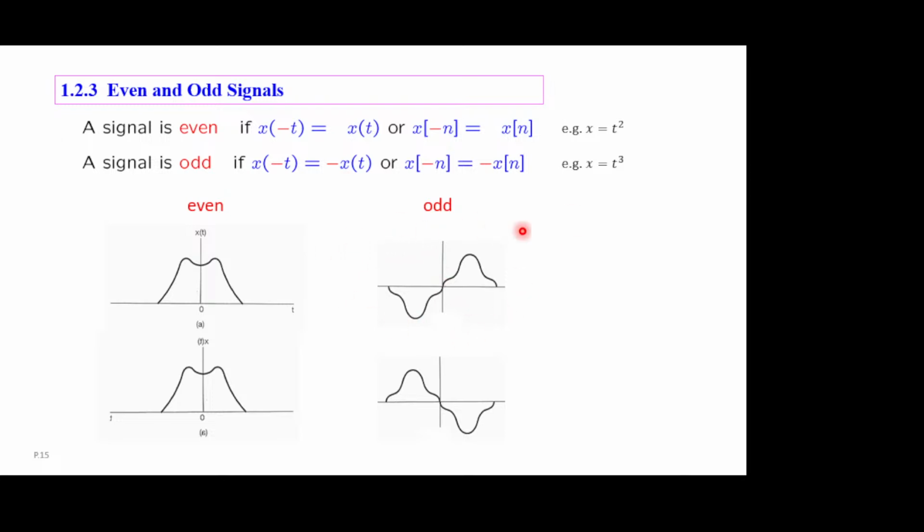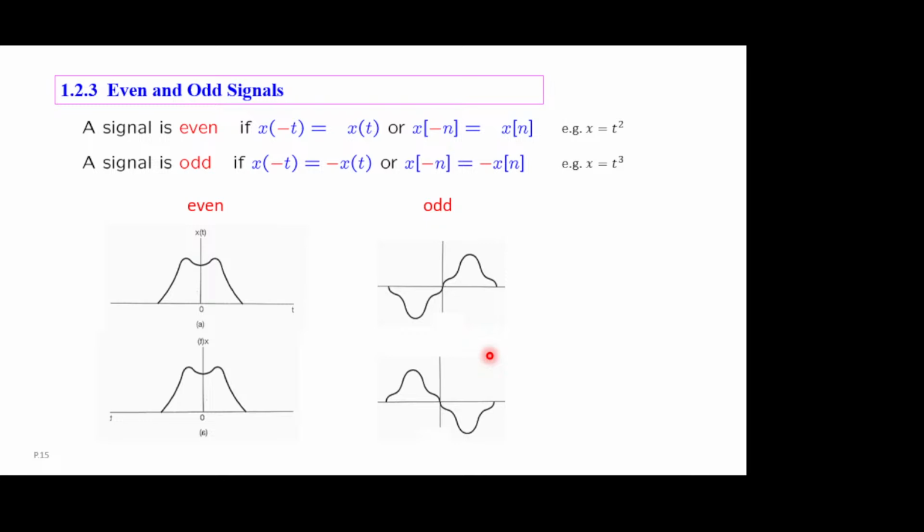Similarly for a discrete signal, you define x of minus n equal to minus x of n, and that is called odd because that is how polynomials with odd power behave. So x equals t cubed will be an odd signal. And here we have a better picture. When you flip this odd signal left and right, you get a minus sign, so you get a flip up and down. Any question about the definition of even and odd signals?